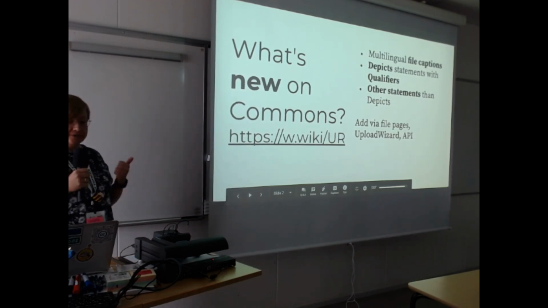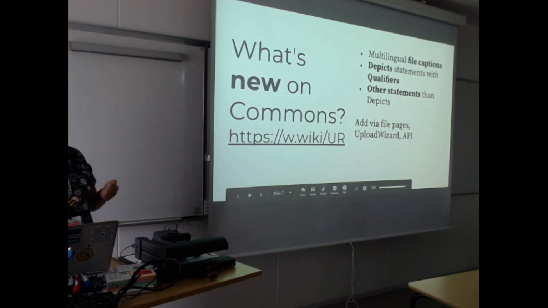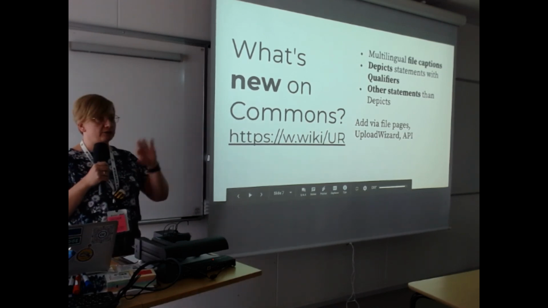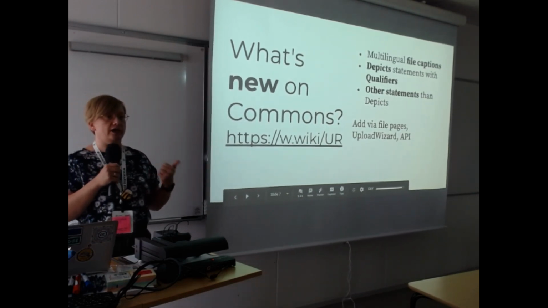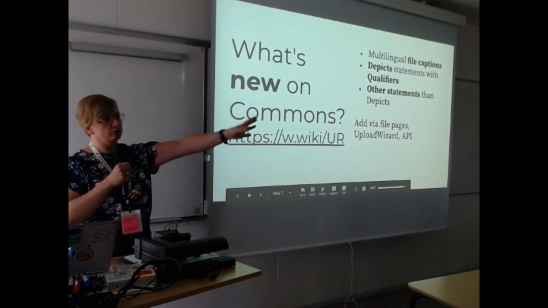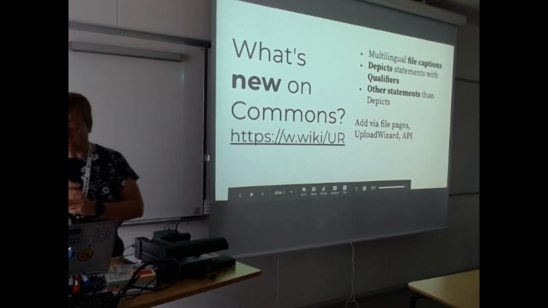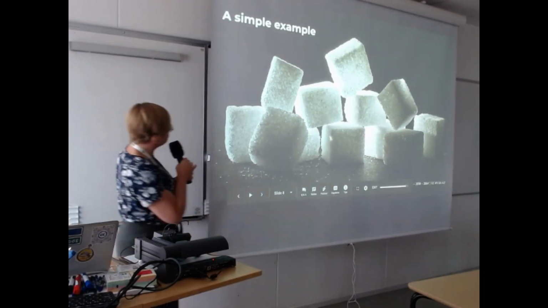So actually new things that have been rolled out quite recently, this year in 2019, is you can now add multilingual file captions, little short descriptions of files that can be in many, many languages, depict statements and other statements. And you can add these via the file page itself. So you can go to a file on Wikimedia Commons and then click, I will demonstrate it actually. Simple example, and here the image shows up.